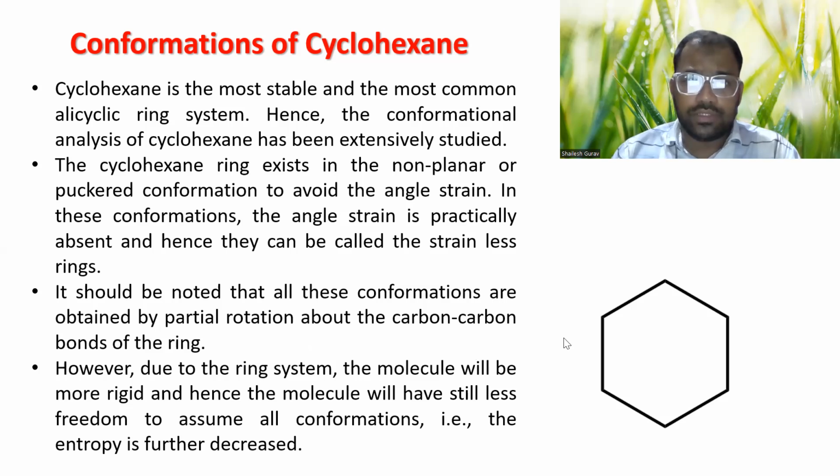However, due to the ring system, the molecule will be more rigid, and hence it will have less freedom to assume all the conformations. So to understand and assume each and every conformation will be very difficult, because it is a cyclic system. There are certain conformations, out of which one or two are more stable. We will take that example. If we talk about the conformations of cyclohexane, then the very first one is the chair conformation.